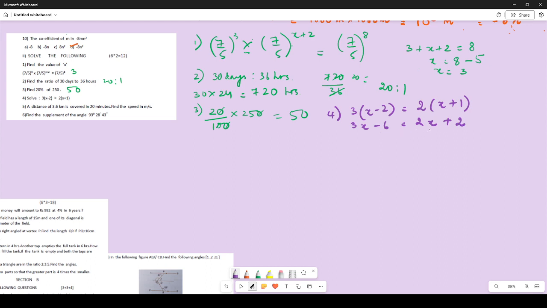Now we bring all the x's to one side. So that is 3x minus 2x. Remember, this is plus 2x over here, so when it moves to this side, it becomes minus 2x. 2 remains like this. And again, it is minus 6 over here, so this becomes plus 6. So the value of x will be equal to 8. So this answer is 8.